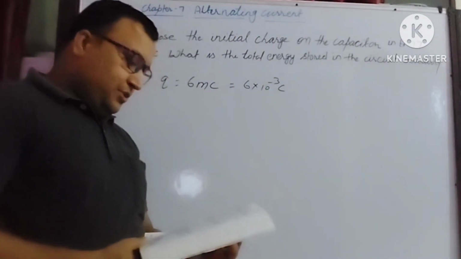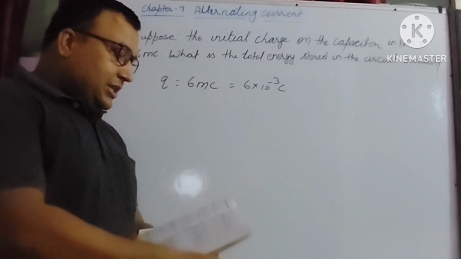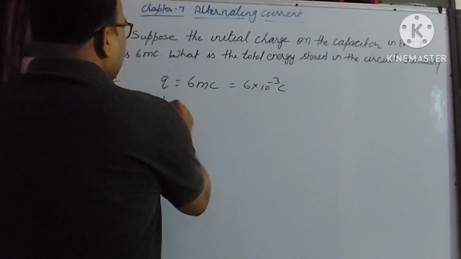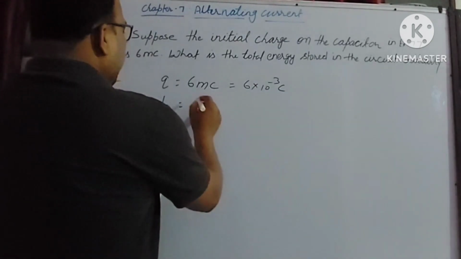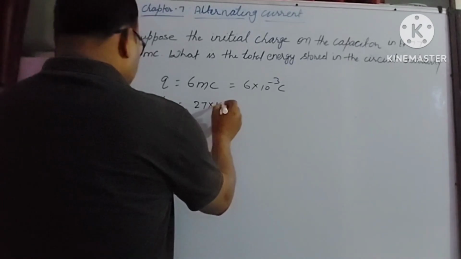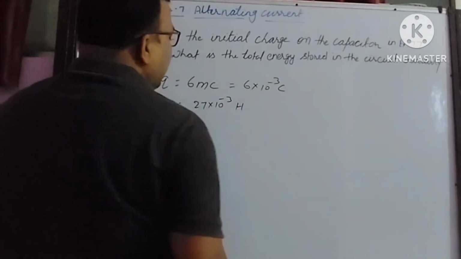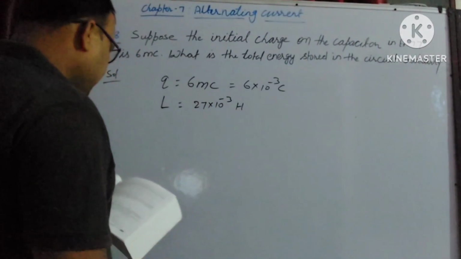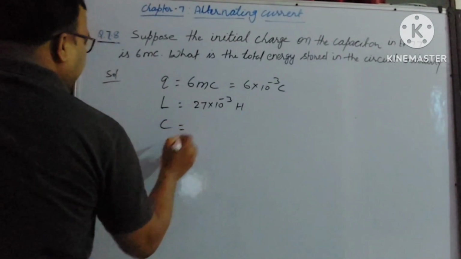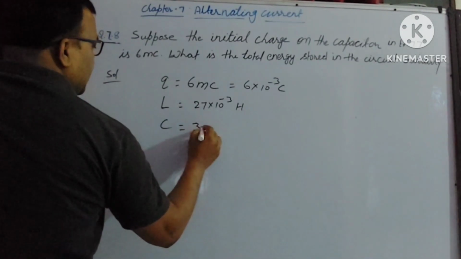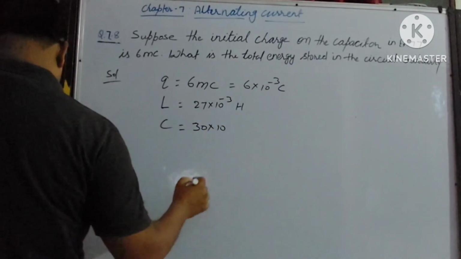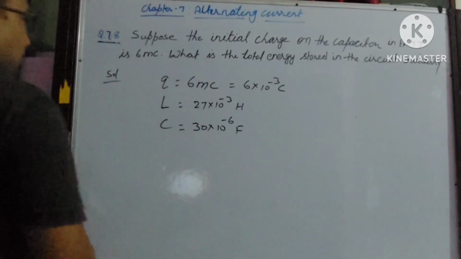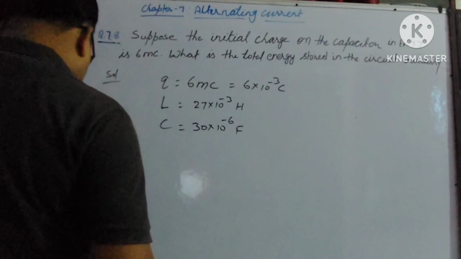For that, here in exercise 7.7, it mentioned that the value of L is 27 into 10 to the power minus 3 Henry. That is the information in exercise 7.7. Now another piece of information: the capacitance of the capacitor is C, 30 into 10 to the power minus 6 Farad. So Q is there, L is there, and C is there.